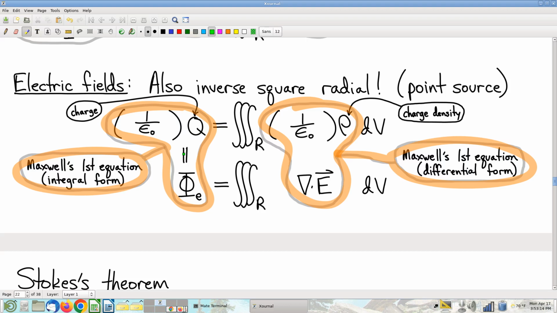This first equation on the left says charge is proportional to flux. On the right, it says charge density is proportional to flux density. Right? Another great reason to think about divergence as flux density. The unification of these two equations being morally equivalent, all the easier to understand if you think of divergence as flux density.